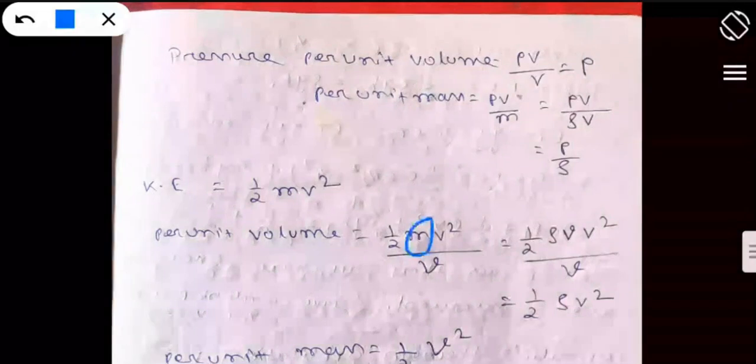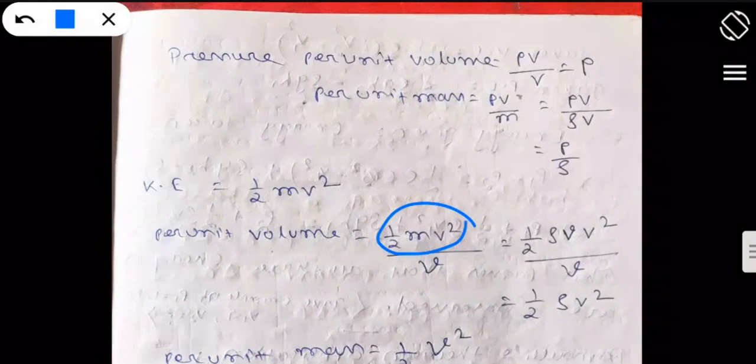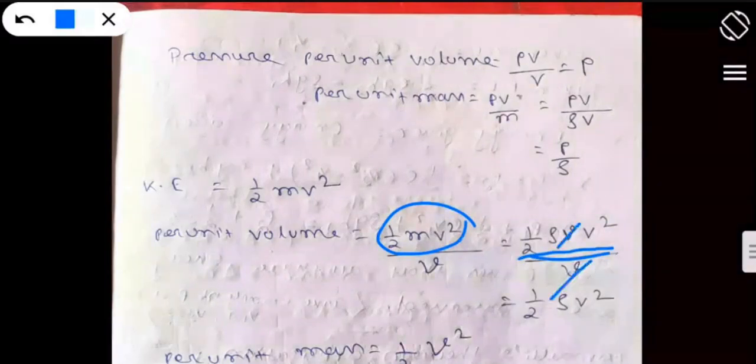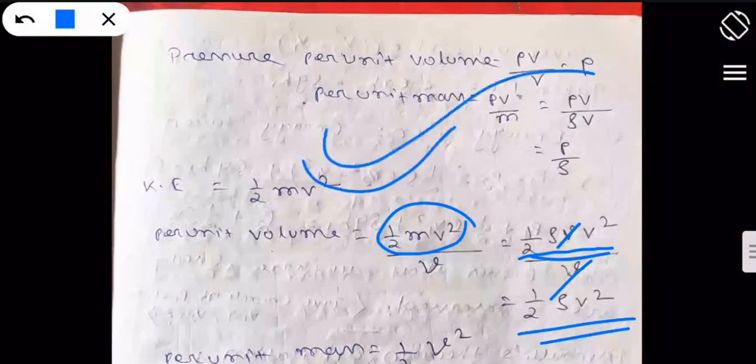And you can write this mass as volume into density. So let us write it as volume into density. So this section is half into rho into volume into v square divided by the volume. Volume and volume will be cancelled. So what is this one? Half rho v square. I am introducing how many energies are being introduced in the system, in the pipe that you have seen.